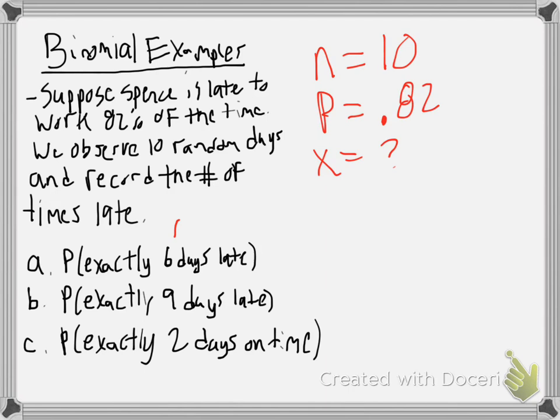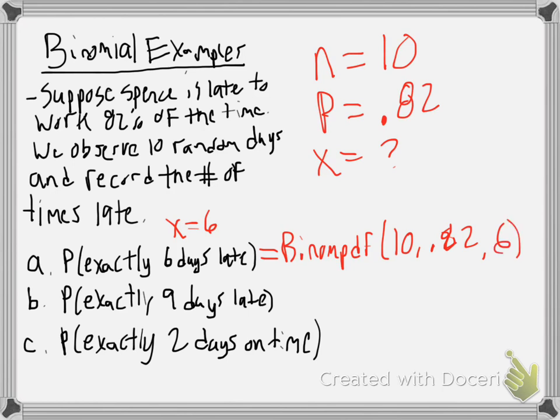So A asks, give the probability that Spence is exactly 6 days late. This means that x is 6. Now the n and the p are the same. So we still observe 10 days, and the probability that I'm late is 82%. So for this problem, we're going to do the binompdf from our calculators. Remember, second vars. And then we put in n, which is 10, p, which is 0.82, and then x. In this case, it's 6.